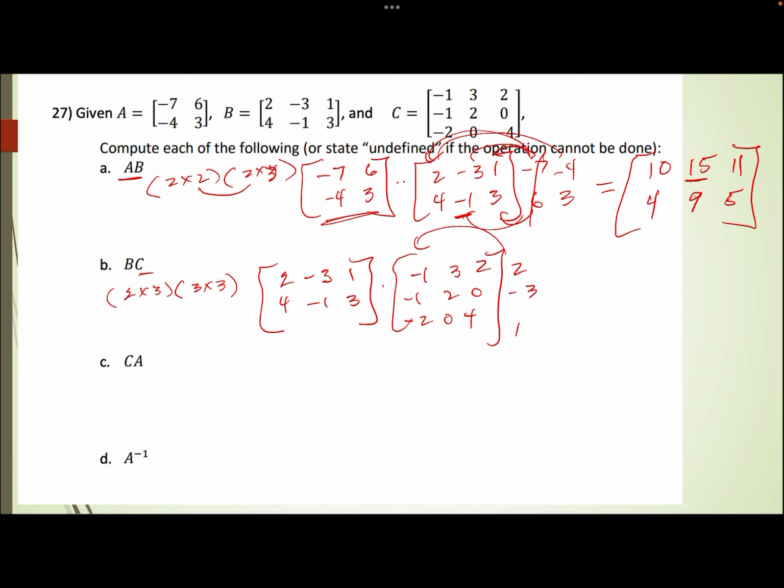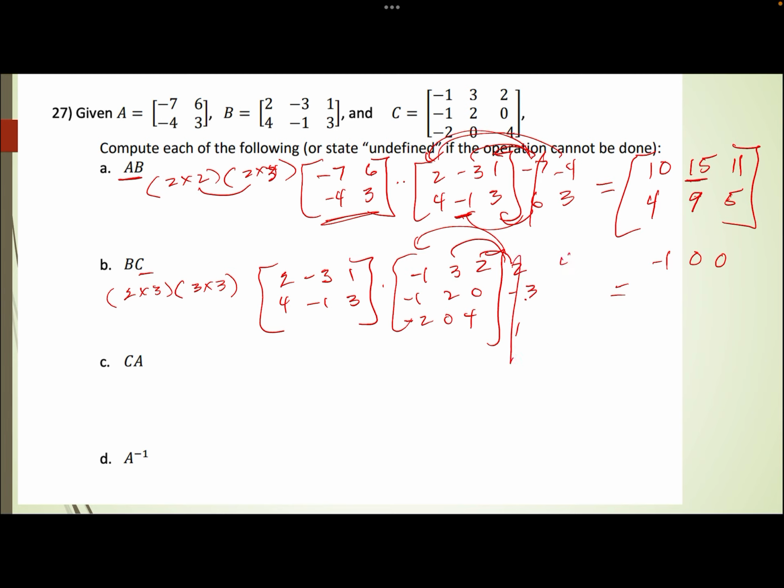I'm not going to walk through every single piece of this because you can look back at the other problems that we did, but we did 2 times negative 1 plus negative 3 times negative 1 and 1 times negative 2. And for that, I got negative 1. And then the next row, I got 0. And the next row, I get another 0. So I'm done with that one.